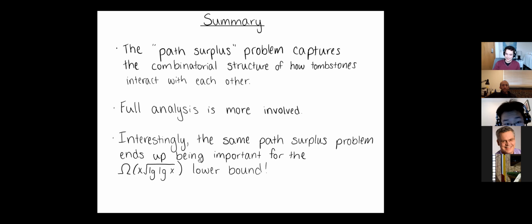So for example, the task of proving that x square root log x lower bound that we saw earlier ends up reducing to the task of proving a lower bound for the path surplus problem, also of x root log x. And so it's kind of neat that this basic combinatorial problem ends up being what governs the behavior of how tombstones and insertions interact.